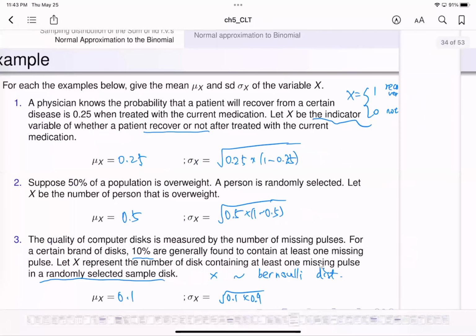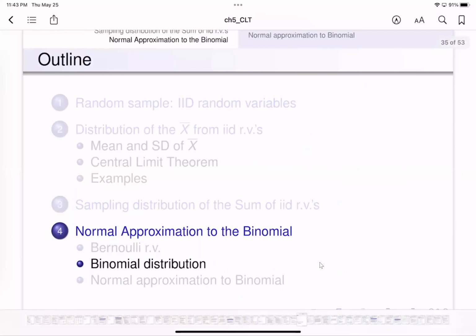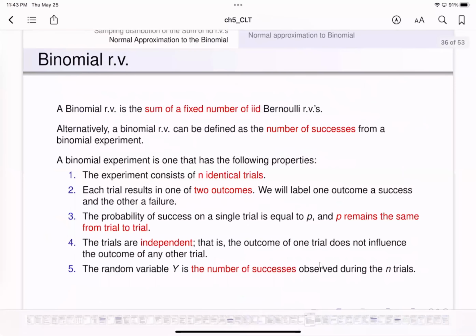So these are the examples. Next, let's move on to the binomial distribution. A binomial random variable simply is the sum of a fixed number of Bernoulli random variables.